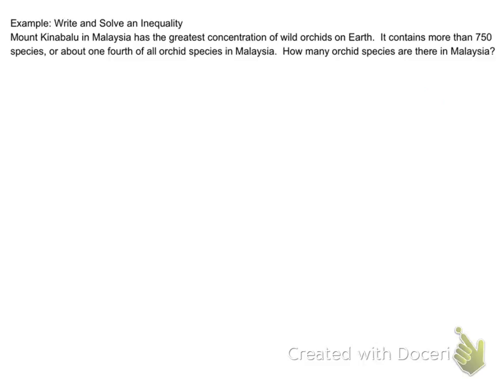So, of course, I could give you a problem in that case. Here's a problem in real life, or something we can try to tie real life into this. It says Mount Kinabalu in Malaysia has the greatest concentration of wild orchids on Earth. It contains more than 750 species, or about 1/4 of all of the orchid species in Malaysia itself. How many orchid species are there in Malaysia?